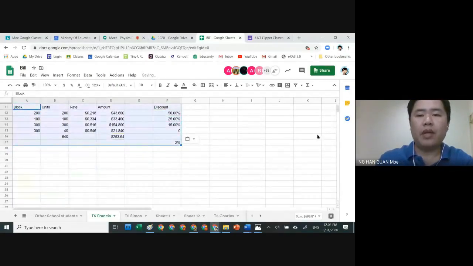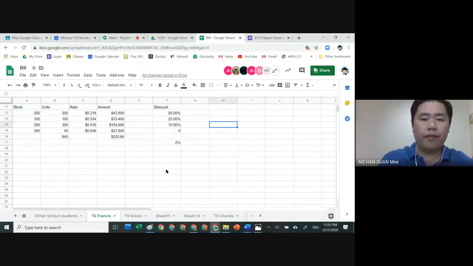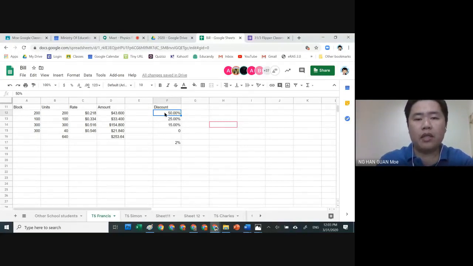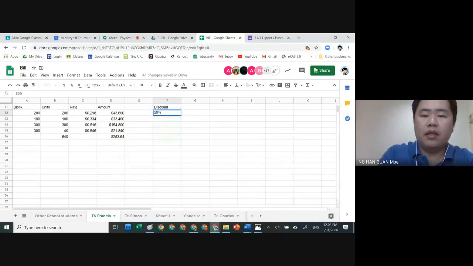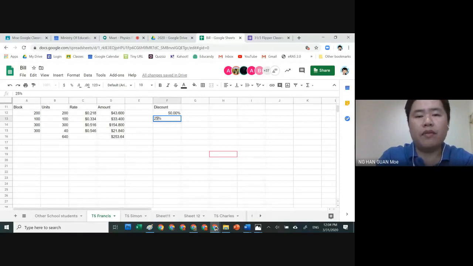Look at the bottom here. Okay, so discount 50%. Actually, I did all this here first. If I type 50 here, it comes out automatically as 50%, because I already set the percentage format on top here. Then the next one is 25, next is 15, and the next one is 0.